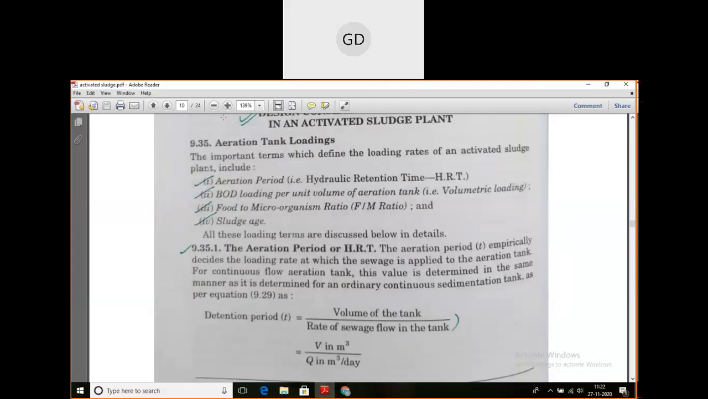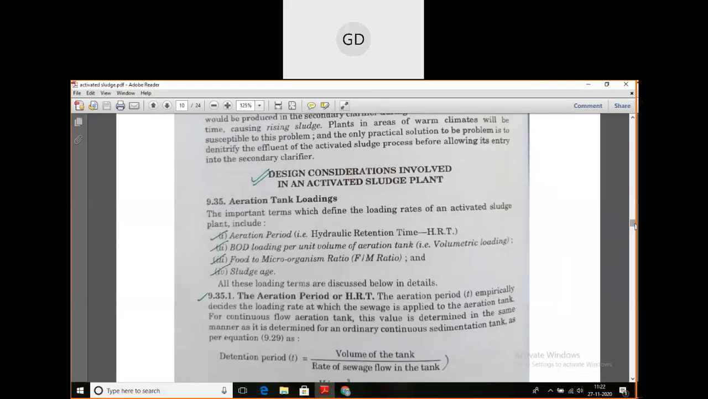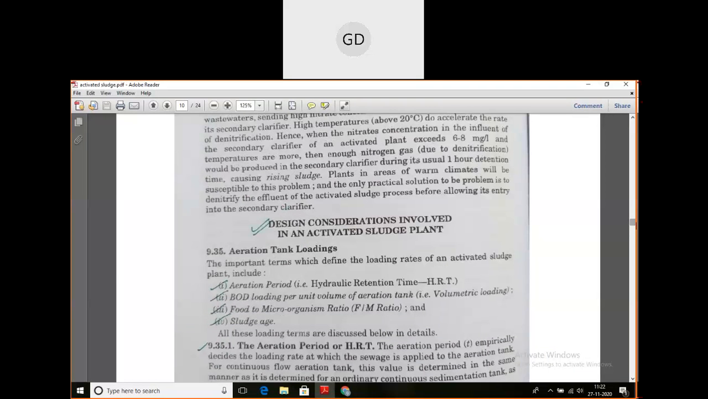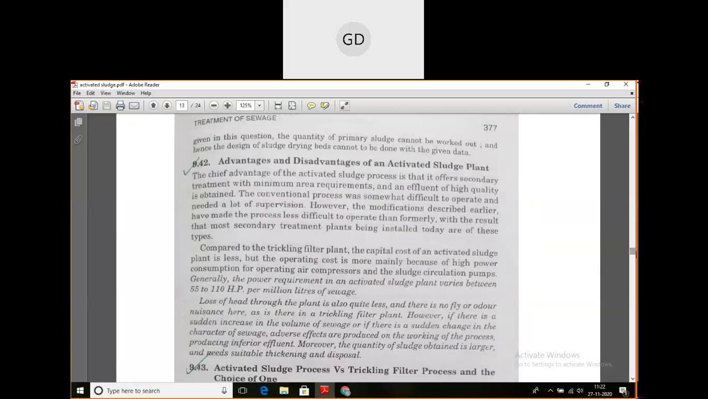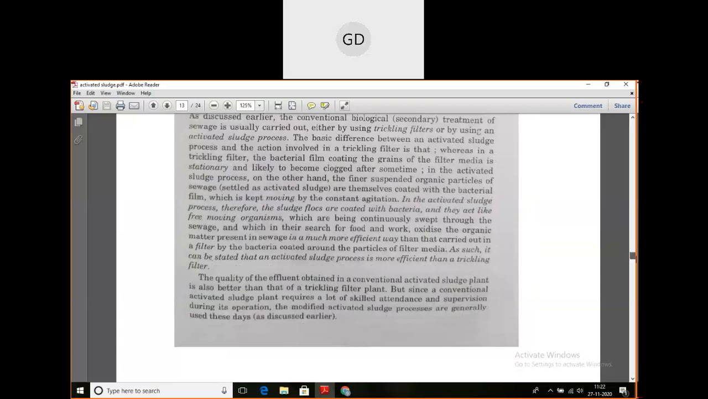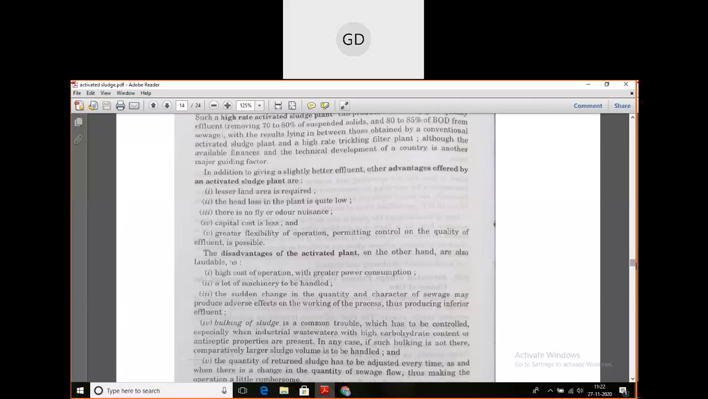Okay. So last class we discussed the activated sludge process and also the design considerations that are involved in your activated sludge plant. So today we will discuss the advantages and disadvantages of an activated sludge plant.